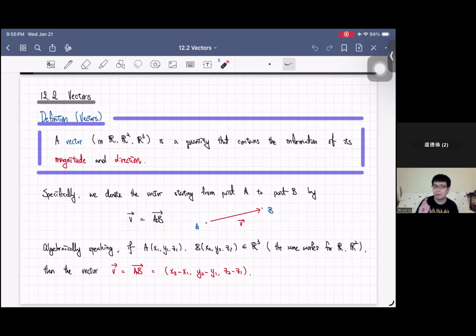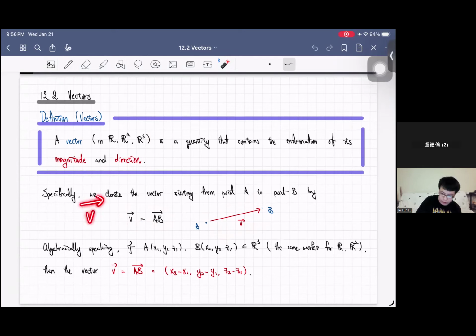Note that AB is not equal to BA. There's a direction difference. AB is not equal to BA. Okay? Those two vectors share the same length but opposite directions. So be careful with the notations. They are different. And there are very many different notations about vectors.